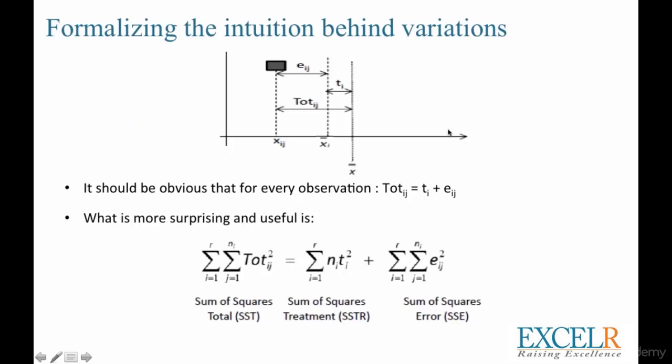And when you expand it and try, when you find free time, you get to see that when you square it, 2ab gets cancelled out. And you'll be left with only Ti square plus Eij square. You can try it out when you find free time. And this is what you get. When you square this on both sides, this is what you would be left with. This term is called as sum of squares error. This term is called as sum of squares treatment. The summation of those two is called as sum of squares total.